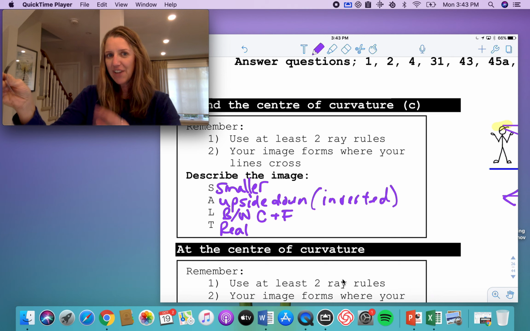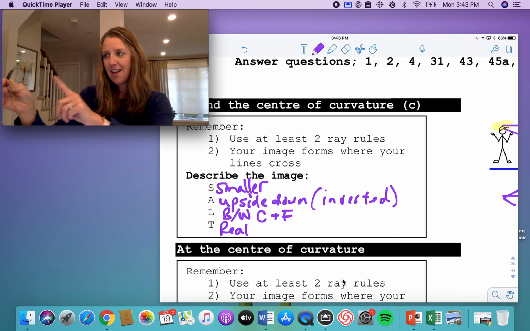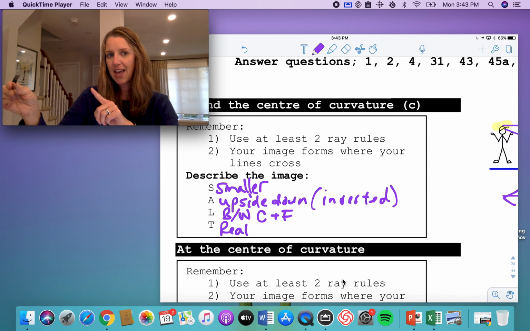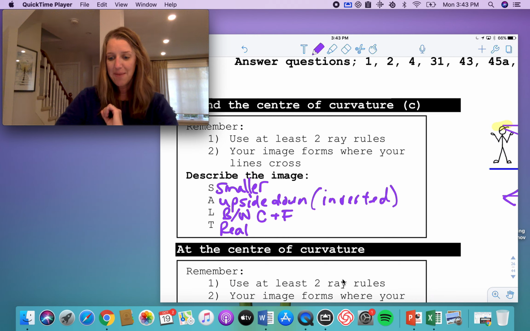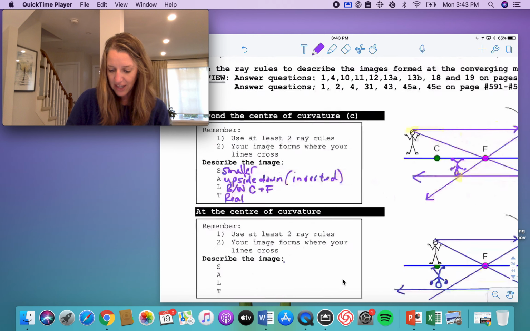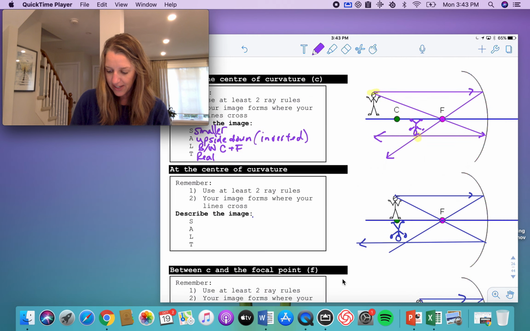But if I turned the lights down and the light was bright enough off of me, I can capture that image in front of the mirror and I will be upside down. Okay, that's what that means. I'll show you what that looks like when we get there. Let's do the second one.